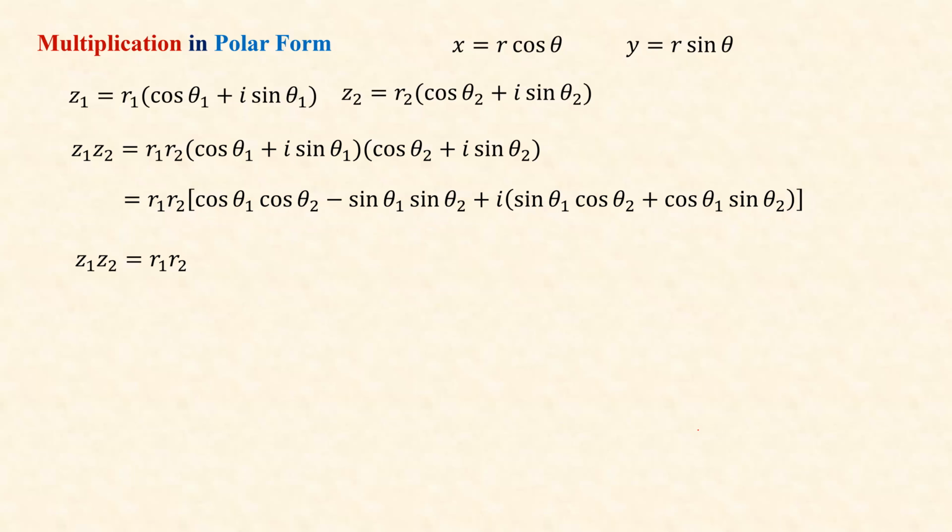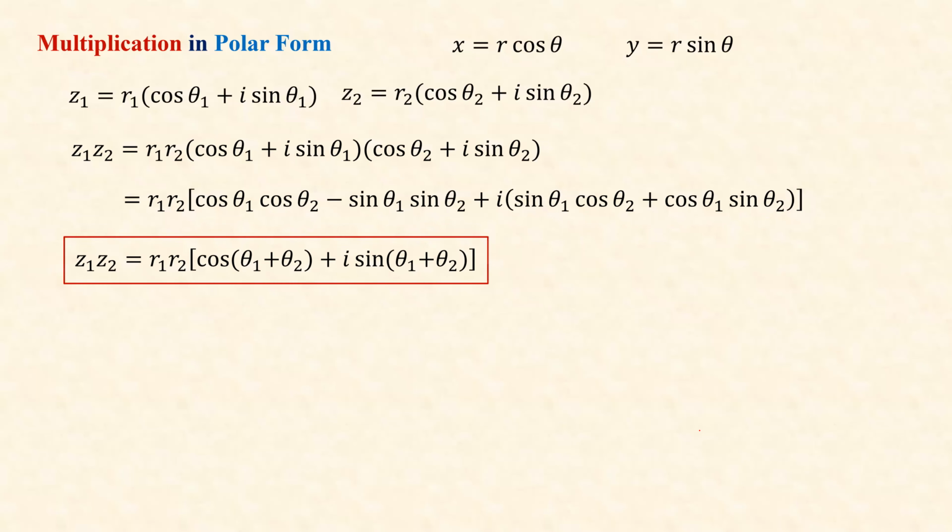So you can write Z1, Z2 as R1, R2 times cosine of theta 1 plus theta 2 plus I sine of theta 1 plus theta 2. This is hugely interesting because it says in polar coordinates, if you multiply two numbers, the absolute values multiply, so you get a number whose distance to the origin is the multiplication of those two distances, and then you get an angle that is the sum of the two angles. Isn't it interesting? So this is very important.